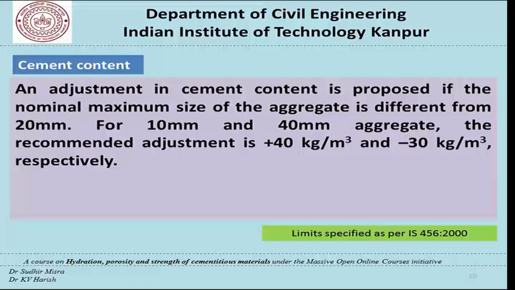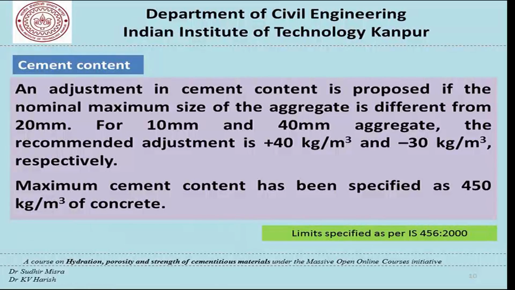0.6%. When it comes to cement content, as far as IS 456 is concerned, an adjustment in the cement content is proposed if the nominal maximum size of the aggregate is different from 20 mm, that is, maybe it is 10 mm or 40 mm. Recommended adjustments are plus 40 and minus 30. So, the cement content needs to be increased if the nominal maximum size of aggregate is smaller and may be reduced if that size is larger. The maximum cement content proposed in IS 456 has been specified as 450 kgs to a cubic meter of concrete.